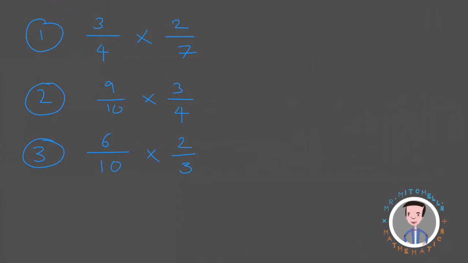So here are the answers. The first one is 3 times 2 is 6 over 4 times 7 is 28. As they're both even, we know that we can divide the top and the bottom by 2. That is 3 over 14. The next one is 9 times 3 is 27 and the bottom is 10 times 4 is 40. We can't go any further.